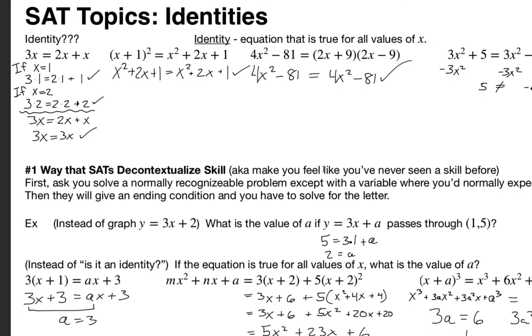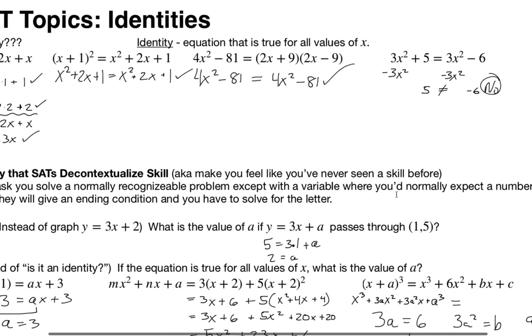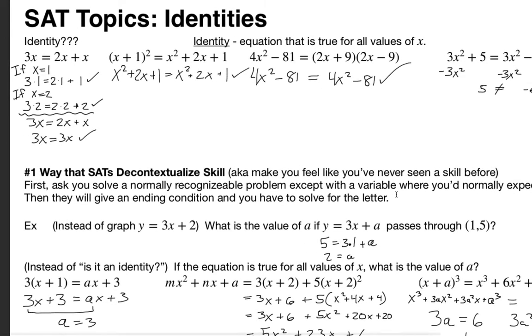So one way that they do this is they first ask you to solve a normally recognizable problem, except they rewrite that problem with a variable where you'd normally expect a number to be. And then they'll give you some sort of ending condition that will help you back solve for that letter.